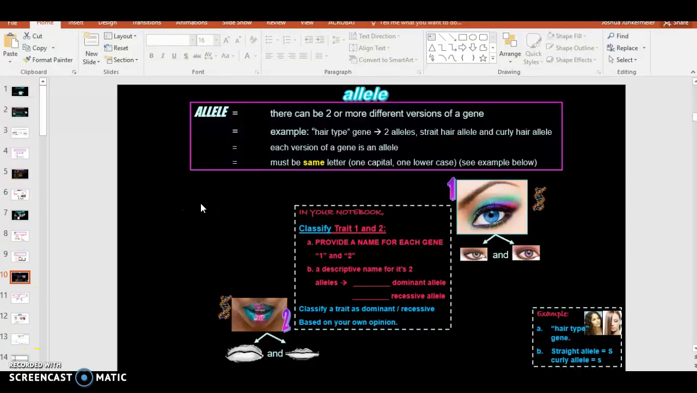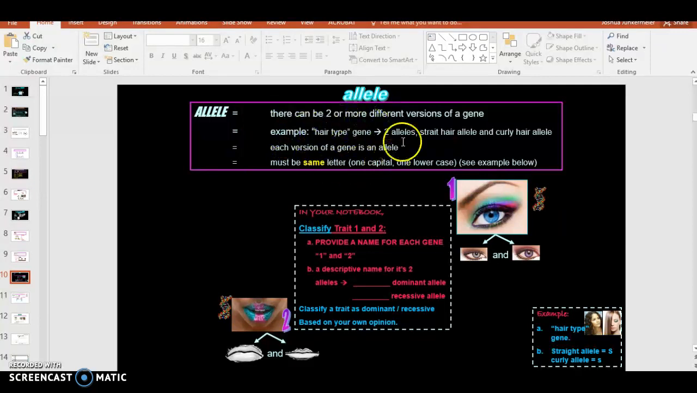Alright, the next slide has a word that I'm eager to use. It's called alleles. Alleles are what we call the different versions of a gene. You could say recessive allele, because it's a recessive version of a gene. If it's a dominant version of a gene, you would call it the dominant allele. But allele represents 2 or more versions of a gene.